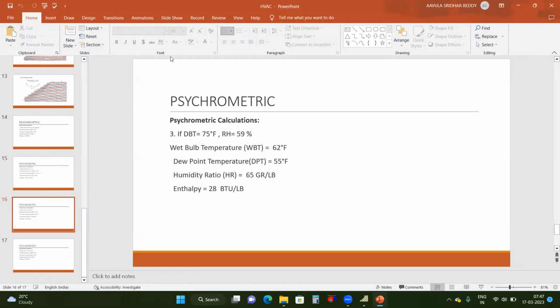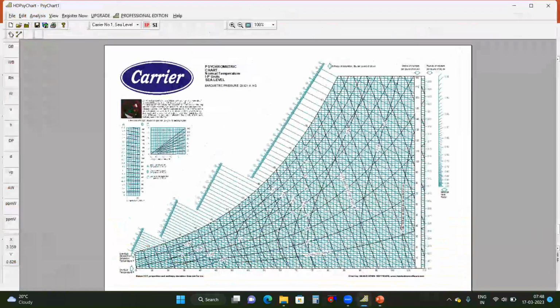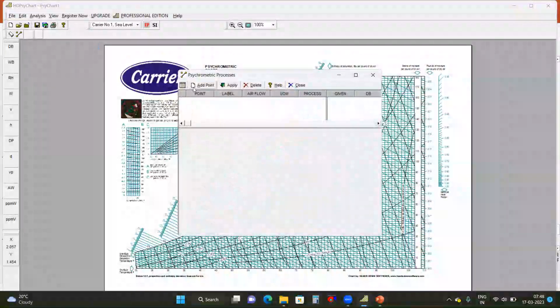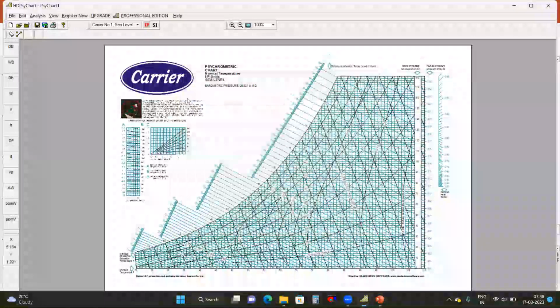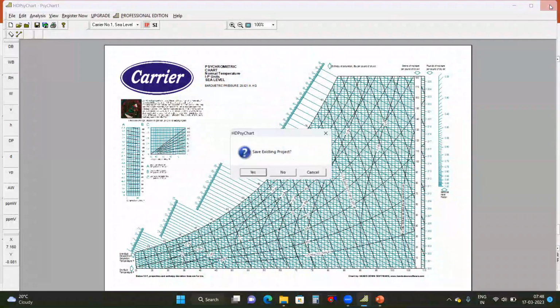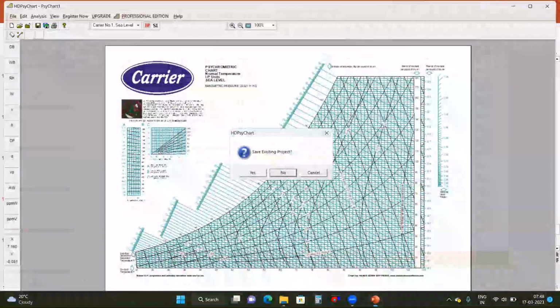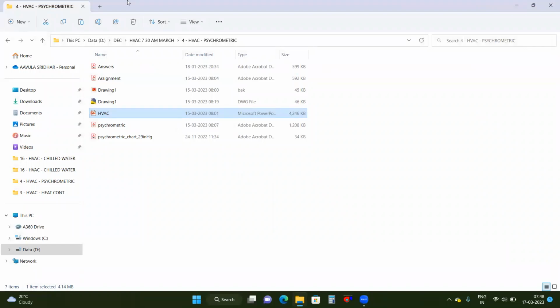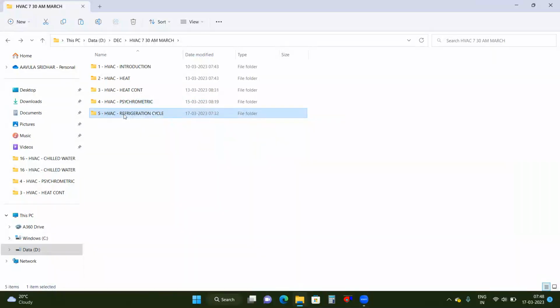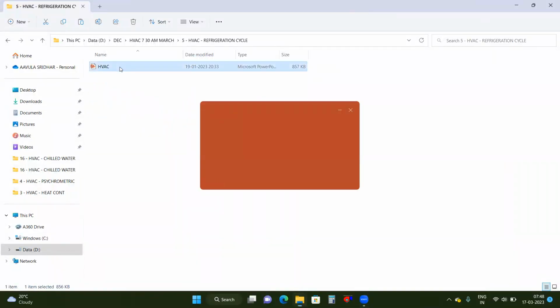In the software it is asking for the dry bulb only, so we need to follow that. Like this we can use the Carrier psychrometric chart for our calculations. Next we'll go to the topic of the refrigeration cycle.